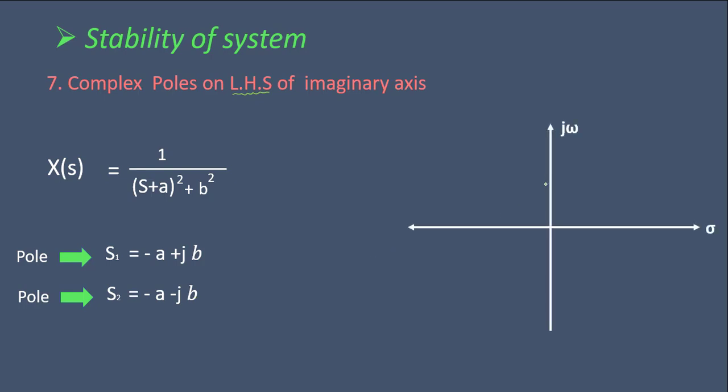Now we need to plot these poles on the S plane. First, I want to plot the real part. The real part is minus a in both the poles. So I'll plot the minus a. Then I have to mark this plus jb and minus jb. It will be on the imaginary axis. My plus jb will be here and minus jb will be here. Now let us intersect these points so that we get the first pole, minus a plus jb, here and the second pole, minus a minus jb, over here. So these are complex poles on the left hand side of the imaginary axis.